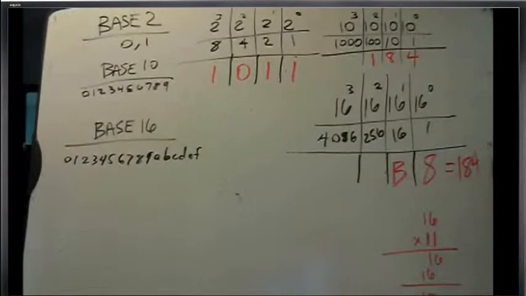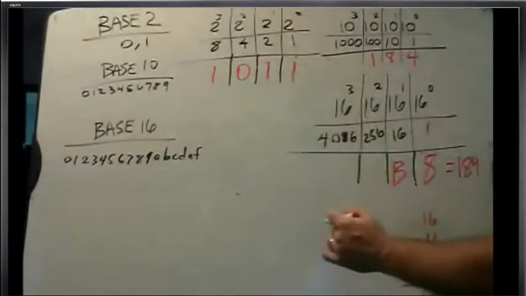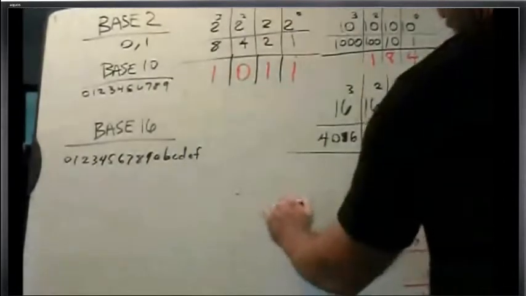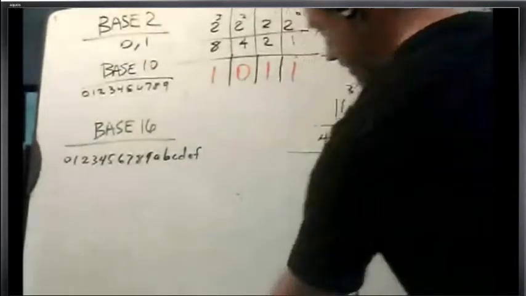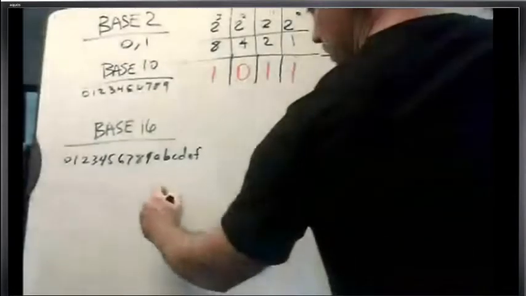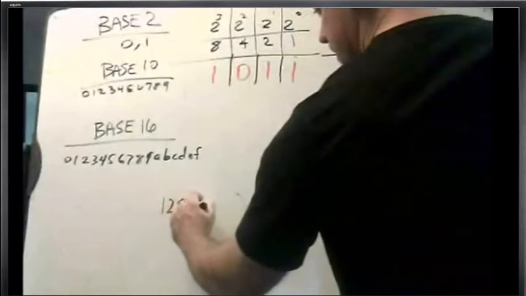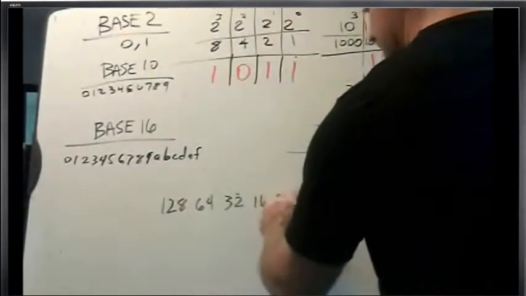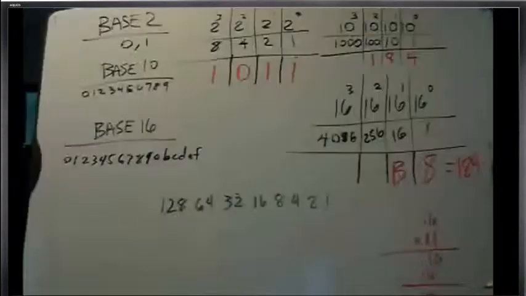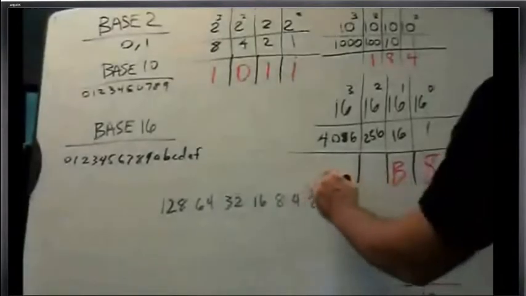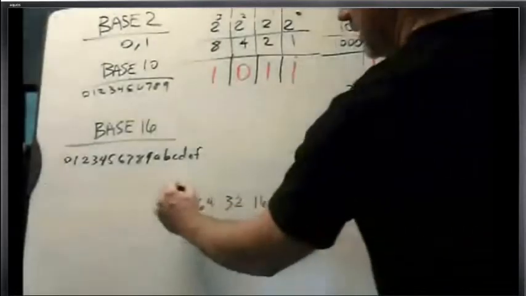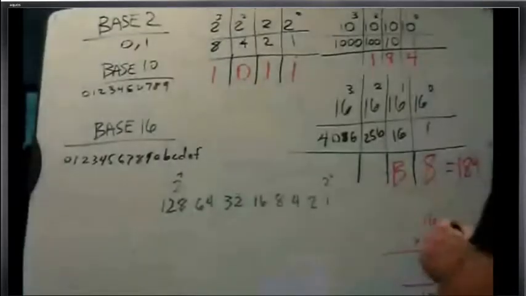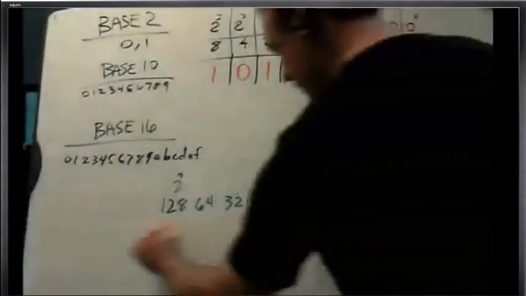Now, if I wanted to write that in binary, I need to have my place values go a little farther. So my place values in binary are 128, 64, 32, 16, 8, 4, 2, and 1. Those are the place values, with this being 2 to the 0 in the 1's place, and this being 2 to the 7th in the 128's place.